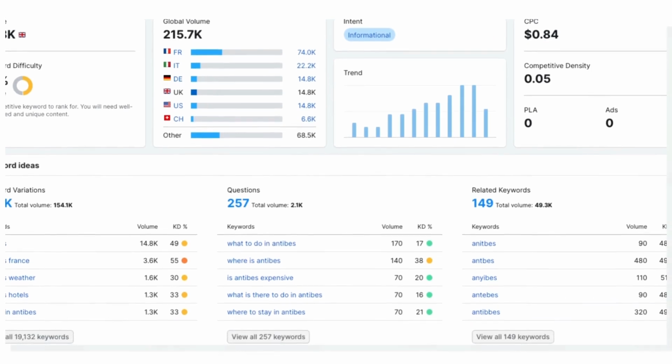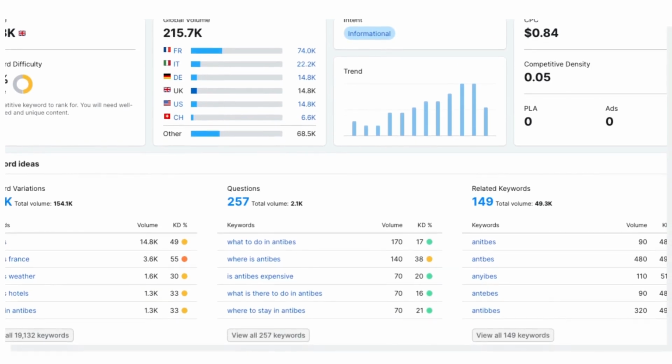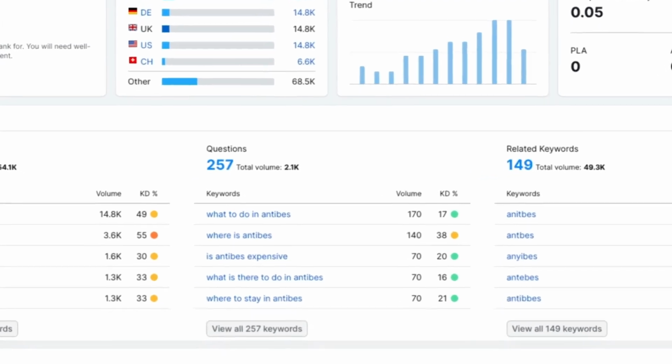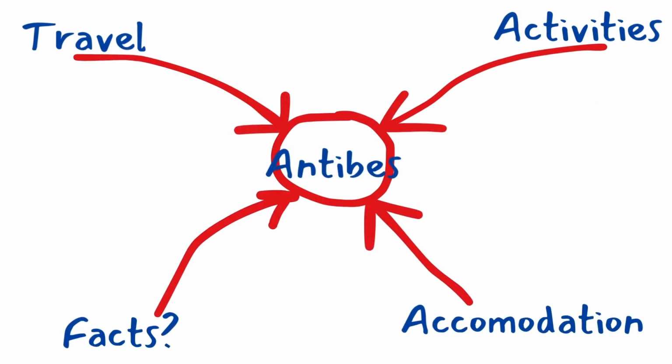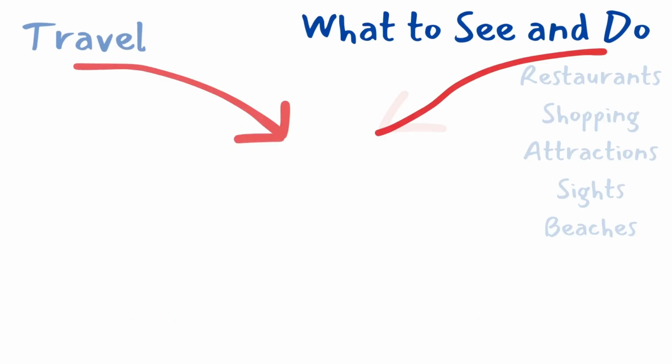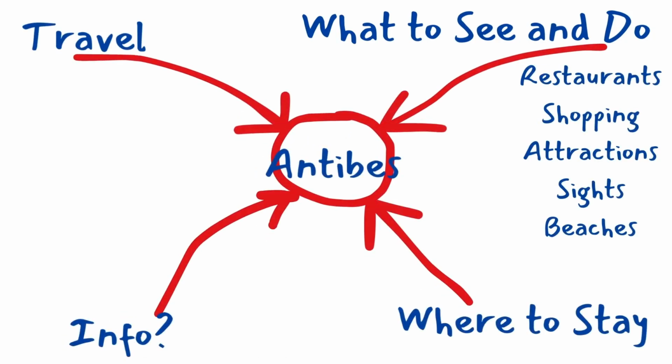But once we do some keyword research, we realize that our audience doesn't talk like that. They're not the phrases that they're going to use to find this information. And so we need to align our content with the words they use and also the intent behind the keyword. So they're going to be looking for things like what to do in Antibes, where is Antibes, and is Antibes expensive? We need to take the categories that I invented and actually switch them over to be more aligned with what our audience is looking for. And it's not enough just to have a category called what to see and do, because they're going to be specifically looking for things like restaurants, shopping, attractions, sites, and beaches.